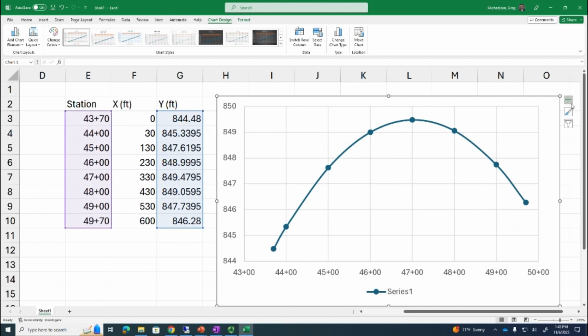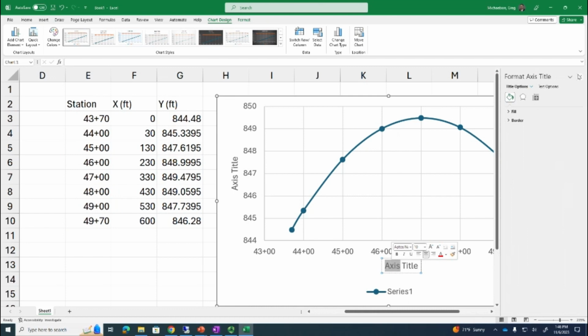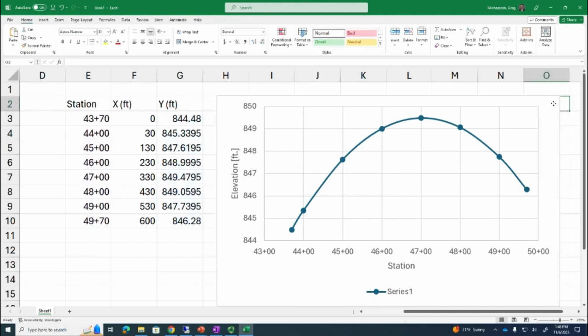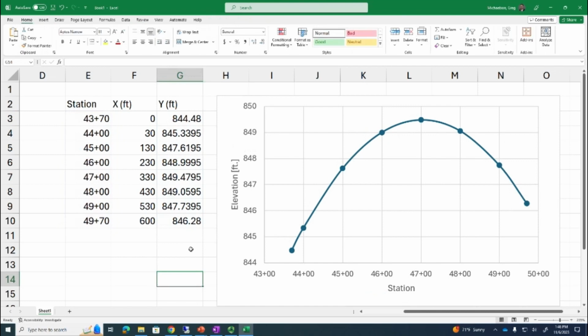So maybe what I'll do is, since I don't have any axis titles, let's put some axis titles down here. Let's call this station. Call this elevation in feet. I don't think we need a legend since there's only one curve. And boom. Now we got a nice little staked out vertical curve. Pretty sweet, isn't it?